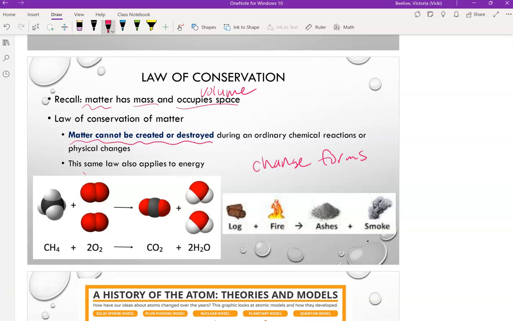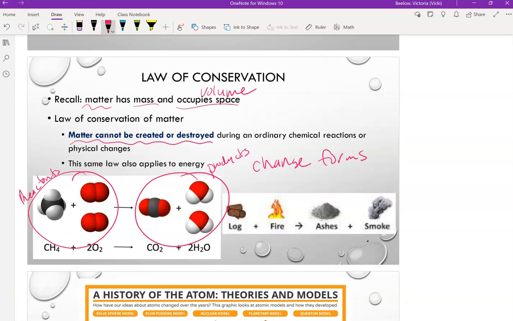So for example, if you look on the left-hand side, these are the reactants in a chemical reaction, and these are the products, or what is produced. And if you count the number of atoms on either side, you're going to see they're the same. The white is the hydrogens. There's 4 of those on either side. The black is the carbon. There's 1 of those on either side. The red is the oxygen, and there's 4 of those on either side. So you didn't create or destroy anything. You just changed the form, or you rearranged things.